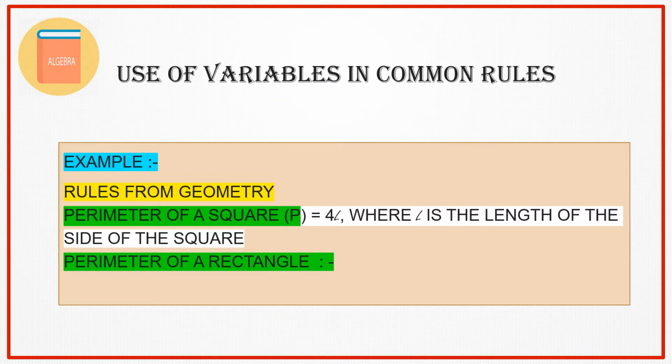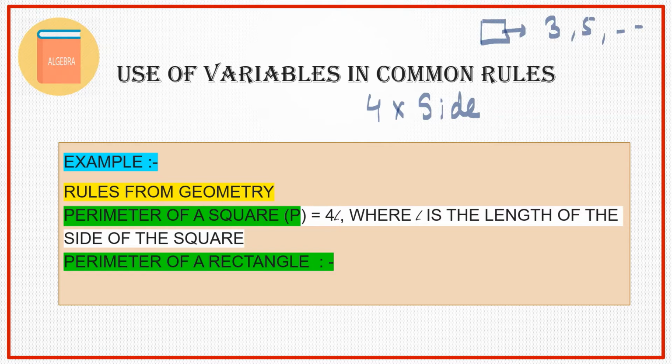So let's use the variables in some common rules. Let's take an example from geometry. What is the perimeter of a square? The perimeter of a square you have done, that is 4 into side. Side plus side plus side plus side. So when you learned geometry, you came to know that if there is a square, the side length can be anything. It can be 3 centimeters, or it can be 5, or it can be kilometers or meters, right?